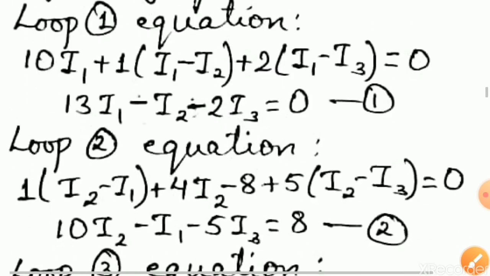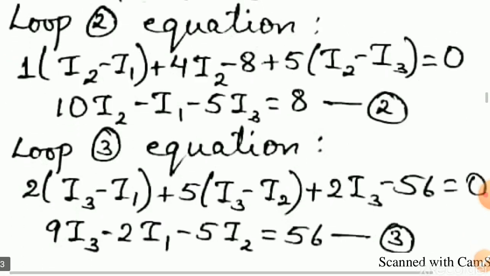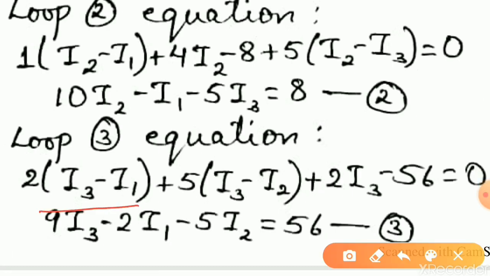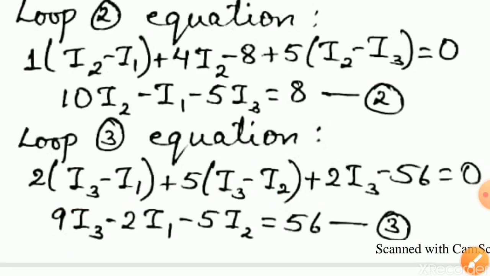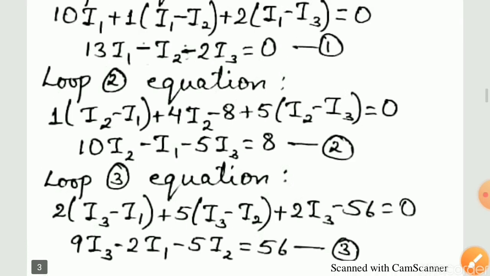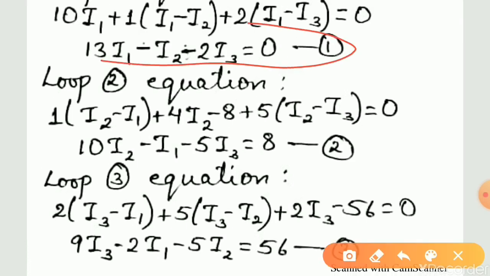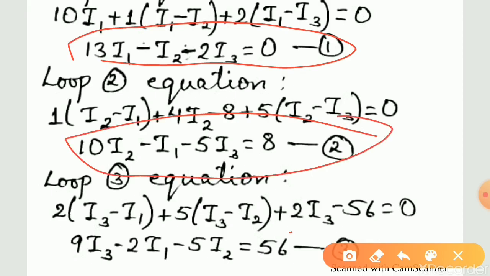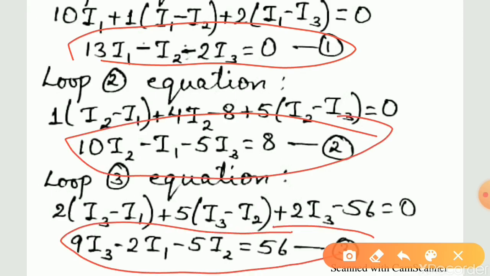So the third loop equation we get as 2(I3 minus I1) plus 5(I3 minus I2) plus 2I3 minus 56 is equal to 0. On solving the above equation, we have 9I3 minus 2I1 minus 5I2 is equal to 56. So we now have three equations after applying mesh analysis: loop equation 1, loop equation 2, and loop equation 3. We need to determine the branch currents for the circuit, that is I1, I2, I3.